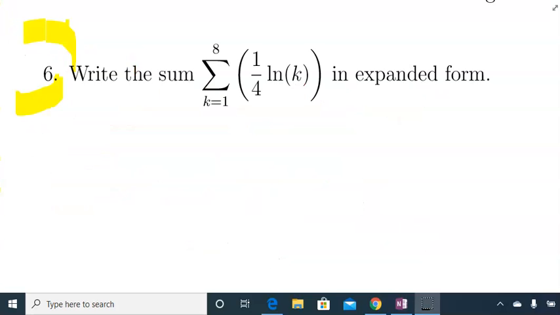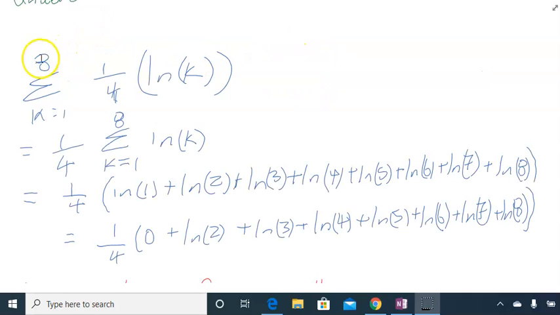Write in expanded form: summation k equals 1 to 8 of 1/4 ln of k. In this problem, we will be inputting k equal to 1, 2, 3, 4, 5, 6, 7, 8 into this expression, and then adding them. So k is equal to 1 to 8, the summation of 1/4 ln of k.